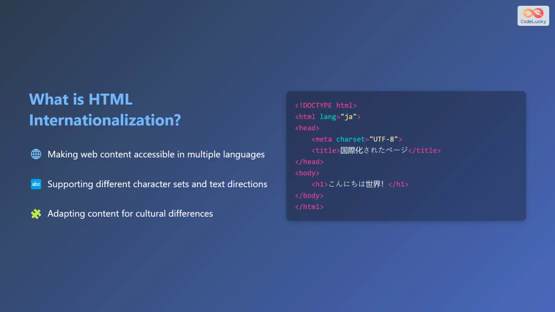Take a look at the code example here. You can see how the language of the HTML document is set to Japanese using the lang attribute. Also, the character set is defined as UTF-8, which supports a wide range of characters.